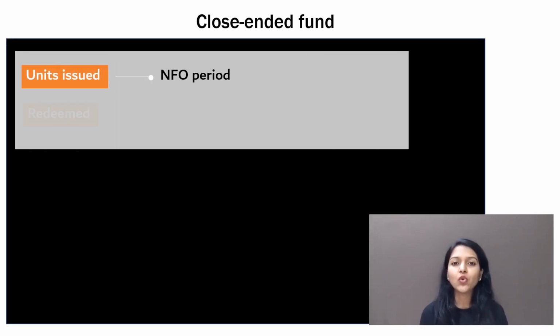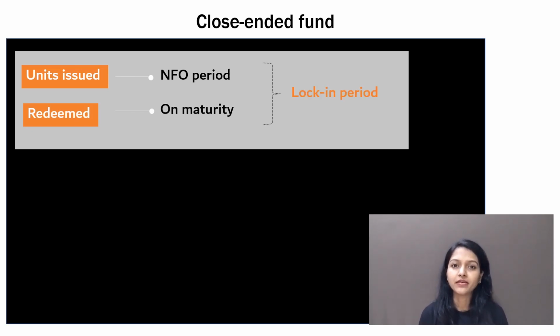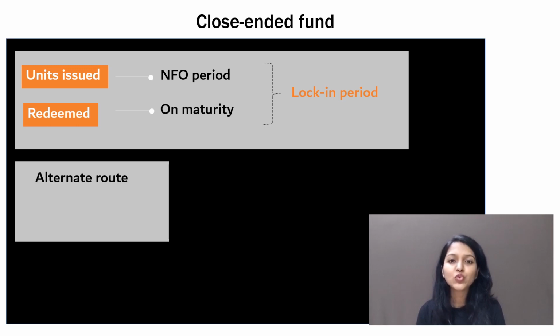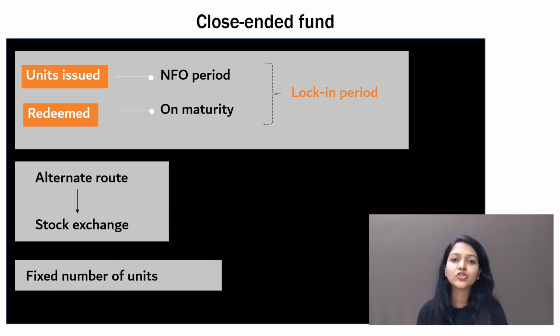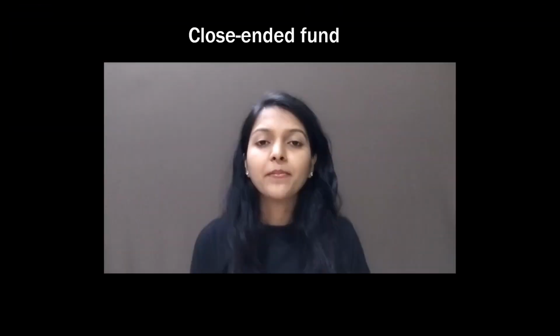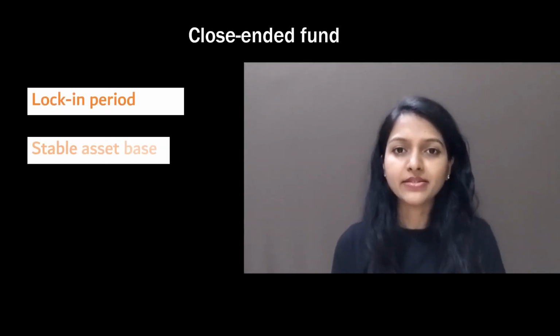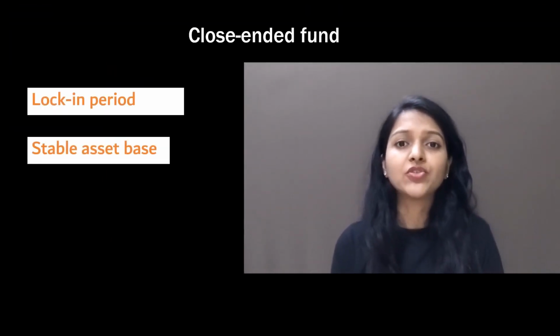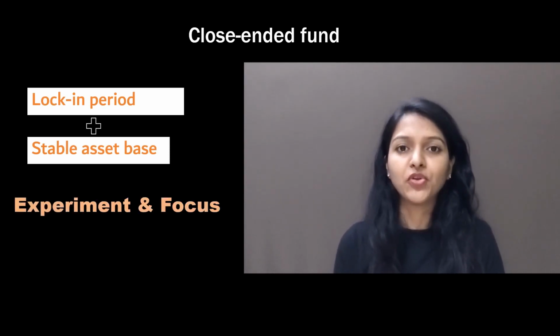Next category is close-ended fund. In this, units are issued during the NFO period and redeemed only on maturity. Therefore, we can say that close-ended funds have a lock-in period. Now, in order to provide an exit route to the investors before maturity, close-ended schemes are listed and can be traded on the stock exchange. Unlike open-ended scheme, this category issues only a fixed number of units. Because of the lock-in period and consistent asset base, it allows the fund manager to focus and experiment on the portfolio without fearing sudden outflows through redemptions.